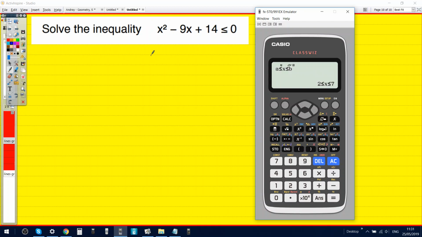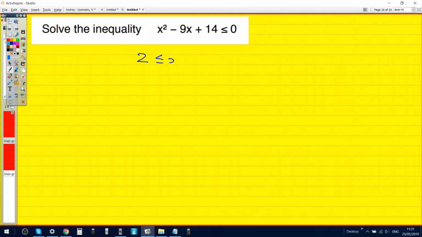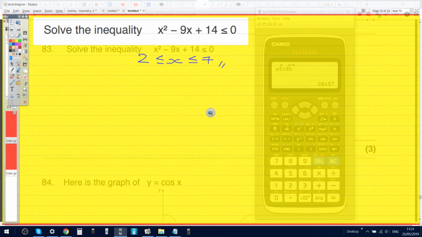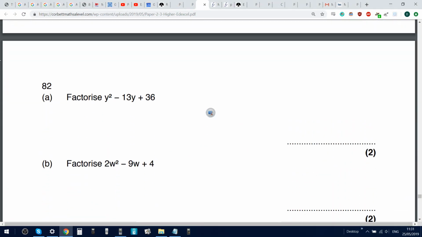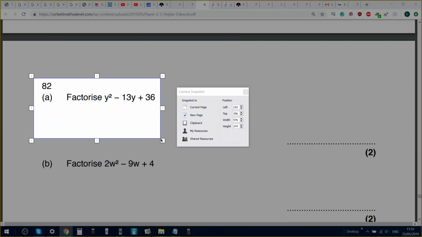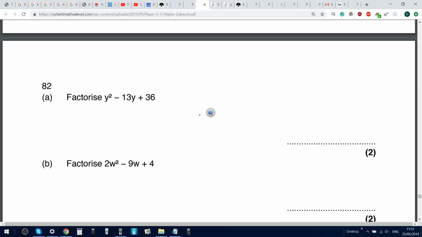2 is less than or equal to x, and x is less than or equal to 7. That is sick. Boom. Mind equals blown. This should be banned. Well, it's calculator. But yeah.